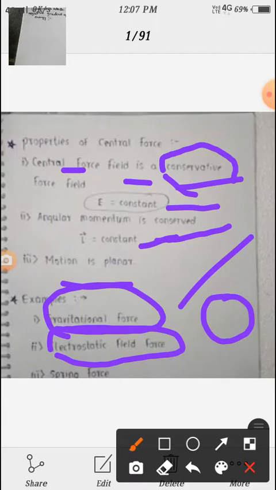So gravitational force: planets revolving around the sun, so it is in a line, this is because of central force.